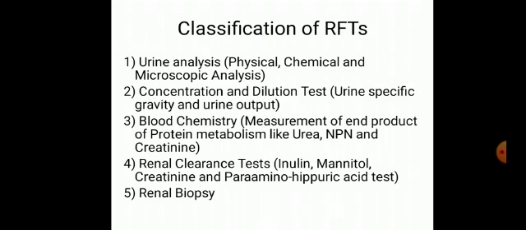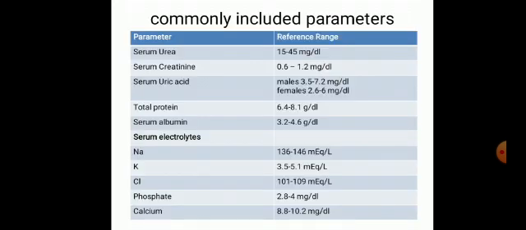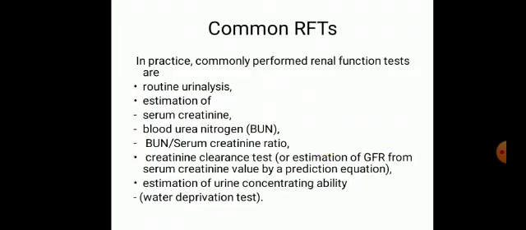Another classification of renal function tests are urine analysis, physical, chemical, and microscopic analysis, which we have already discussed previously. And concentration and dilution tests, like urine specific gravity and urine output, blood chemistry, that is measurement of end products of protein metabolism like urea and creatinine, renal clearance tests like inulin, mannitol, creatinine, and para-aminohippuric acid test, and renal biopsy. Commonly included parameters of renal function test are serum urea, serum creatinine, serum uric acid, total protein, and serum albumin, and serum electrolytes like sodium, potassium, chloride, phosphate, and calcium.